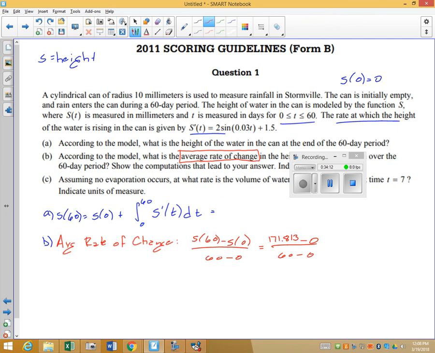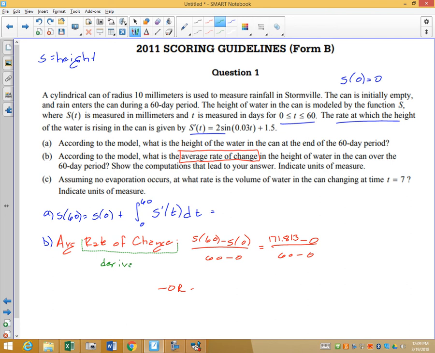Now, the reason this problem popped up when I was searching for average rate of change problems, not average value theorem: if we did not have s of 60 and s of 0, but we did have the derivative, which we do, you could also set it up as the average value of the rate of change. How does that translate in calculus? That's the derivative, right? So you could work this out as the average value of the derivative.